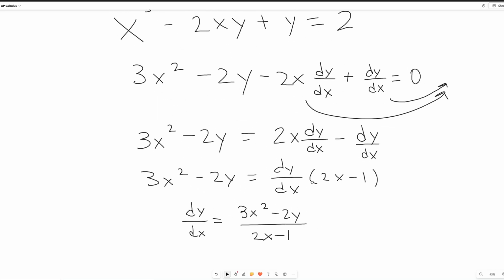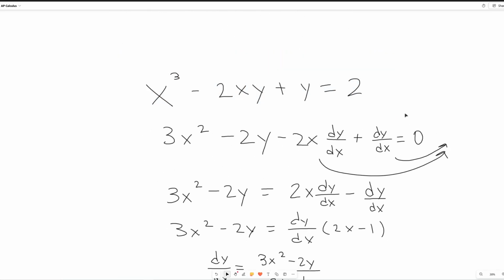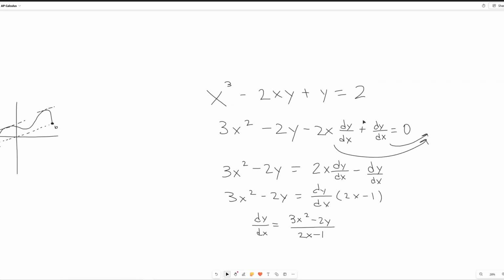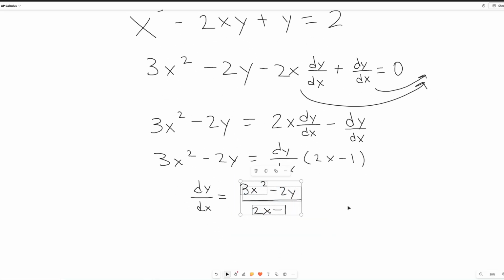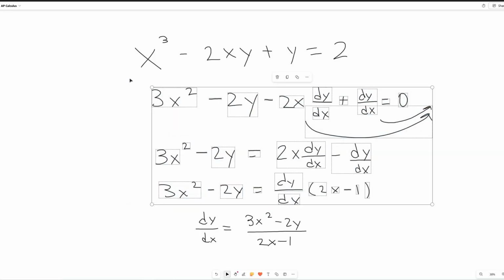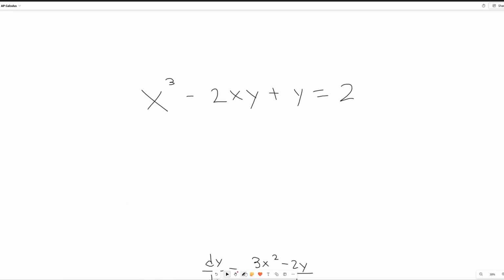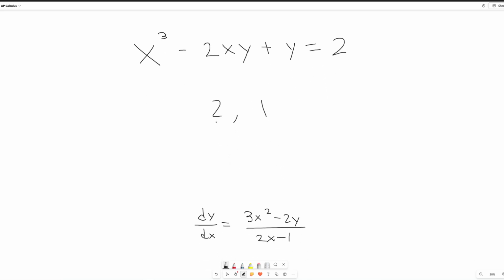So if you wanted to find the derivative at this point, this is a curve, and if you wanted to find the slope at any given point on the curve with respect to x, you would use this. So you need to know the x and the y of the coordinate of the point if you wanted to find out what the slope was at that point. So if I said find it at point 2, 1, just plug your 2 in for x, plug your 1 in for y, and there you go. You will have your slope at 2, 1.